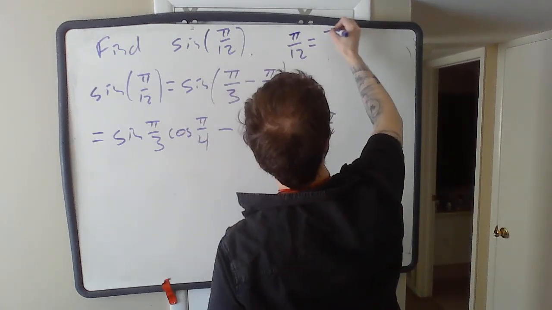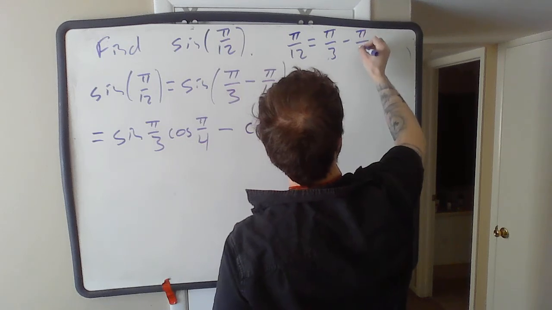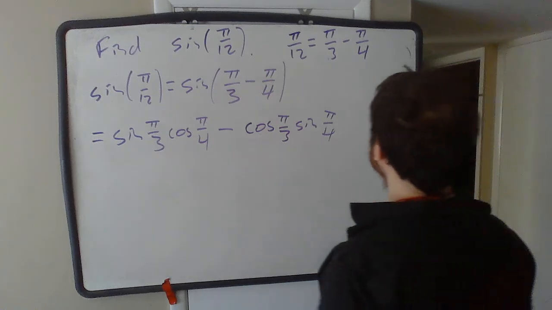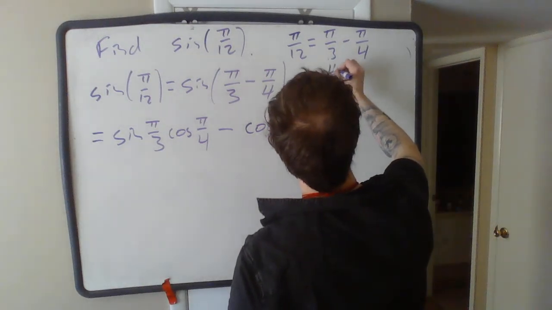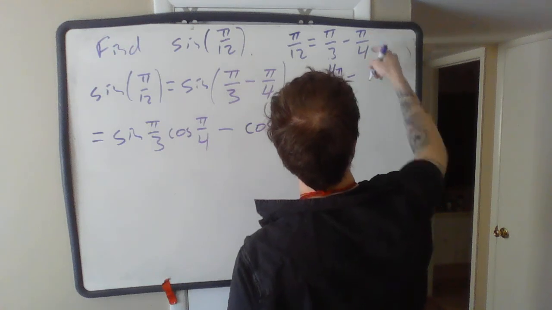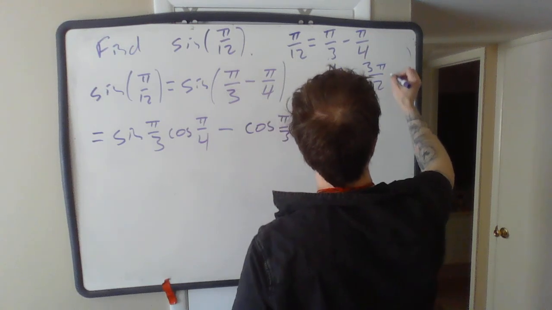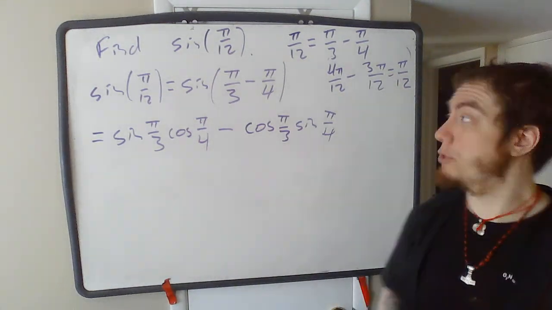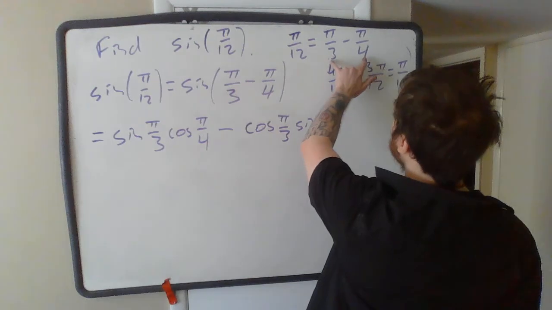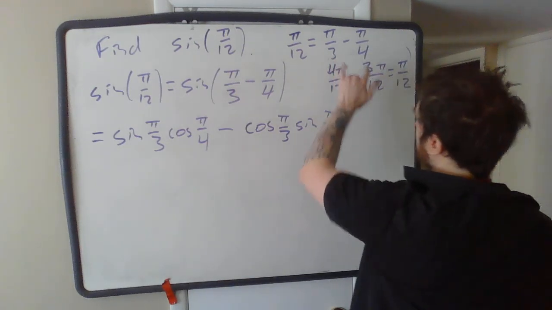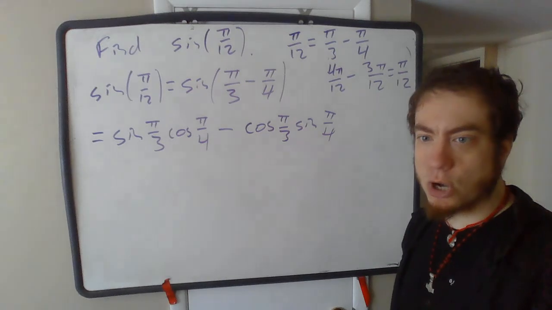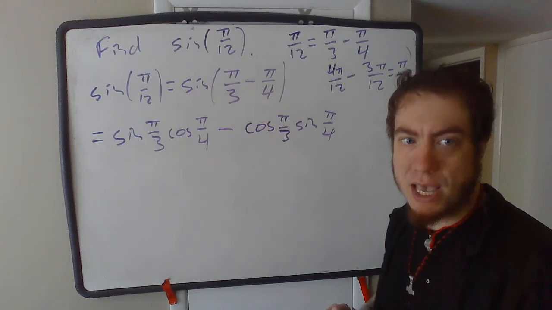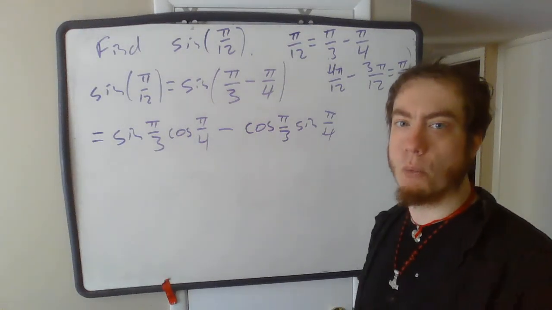This is really equal to pi over 3 minus pi over 4. Right? Because pi over 3 is really 4 pi over 12, and pi over 4 is 3 pi over 12, which gives pi over 12. Now, why do I want to think of it this way? Because I know how to deal with trig functions at pi over 3 and at pi over 4. So if I can rewrite everything in terms of those two angles, that's going to allow me to figure out what this is equal to.